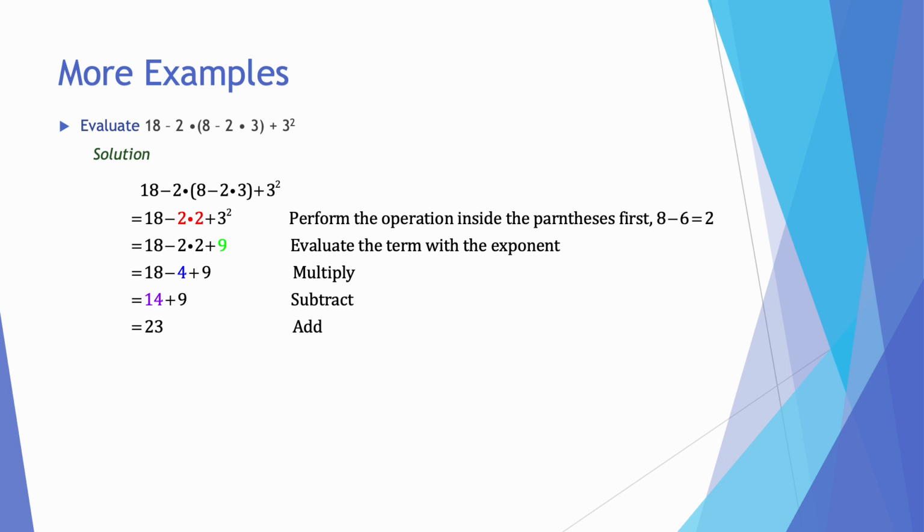Then I have to evaluate the term with the exponent. So 3 times 3 is 9. So I would have 18 minus 2 times 2 plus 9. Now the next thing I would do is multiply. So 18 minus 4 plus 9. And then I would do the adding and subtracting from left to right, which would be 14 plus 9, which is equal to 23.